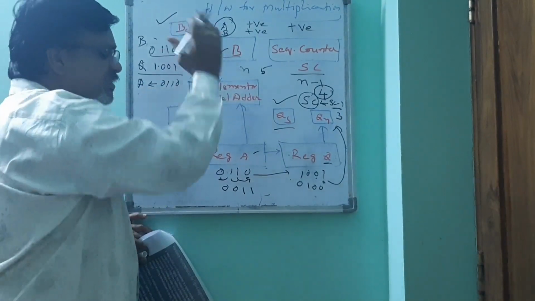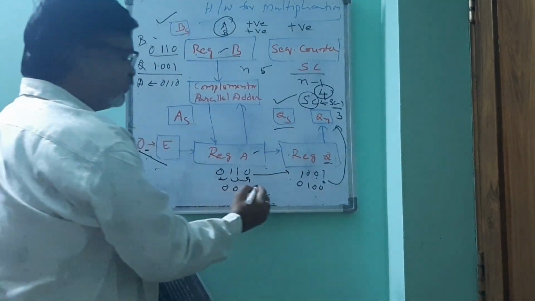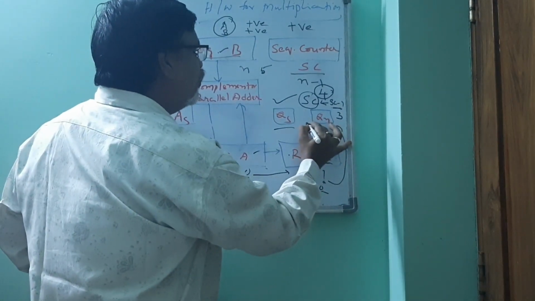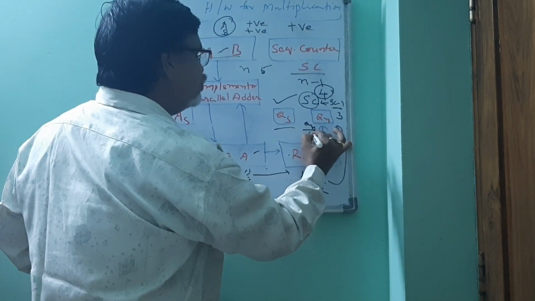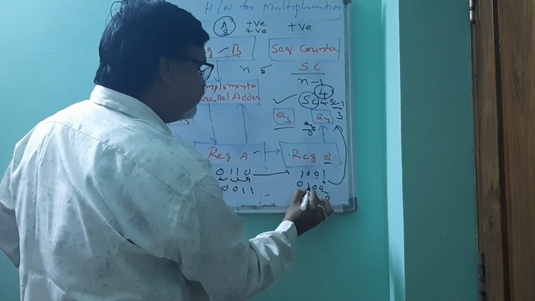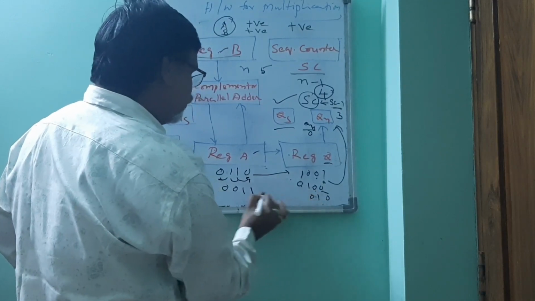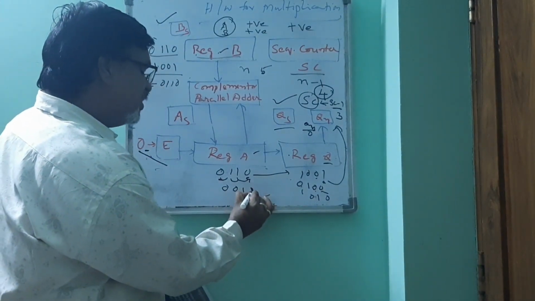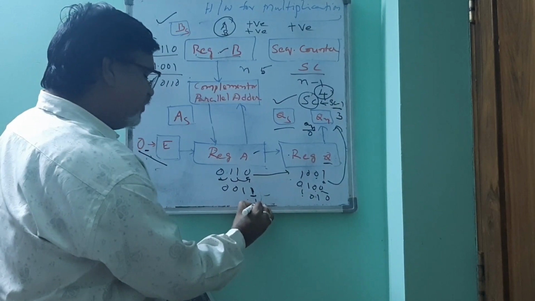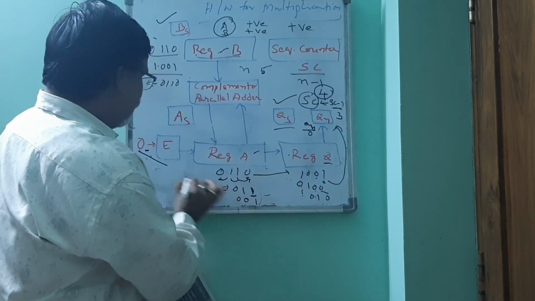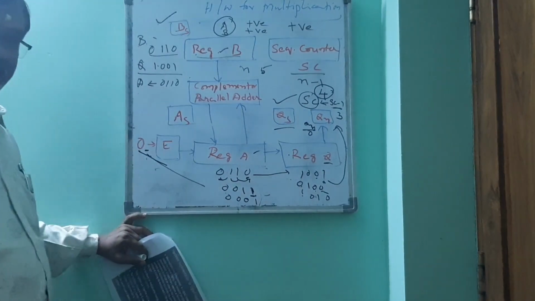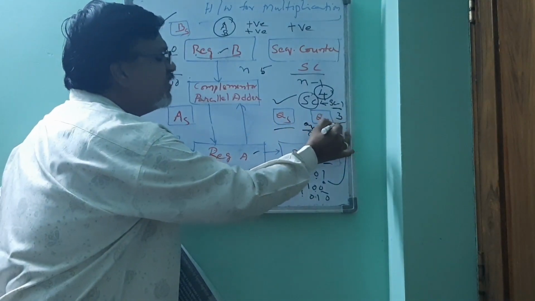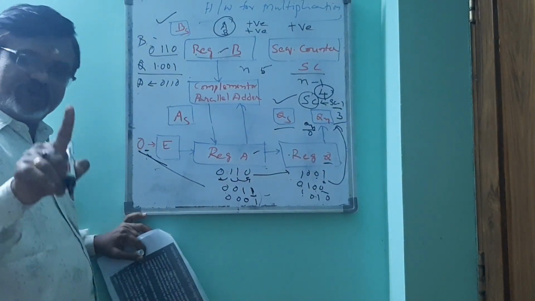So the value of B is added again. After adding, the least significant bit will be moved to Qn. Now Qn becomes 0. So this 0 will come here, this 1 will come here, this 0 will come here, and the 1 that is there will come here. After the least significant bit is moved, then 1, 0, 0 will be there. So this process will be repeated till the sequence counter becomes 0.